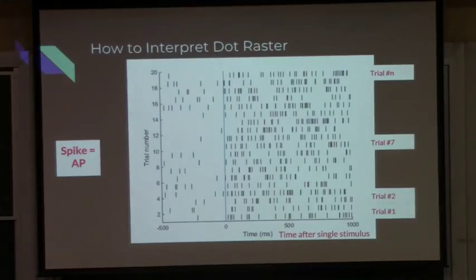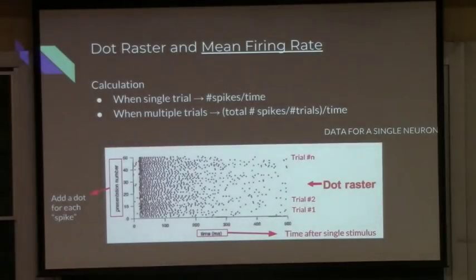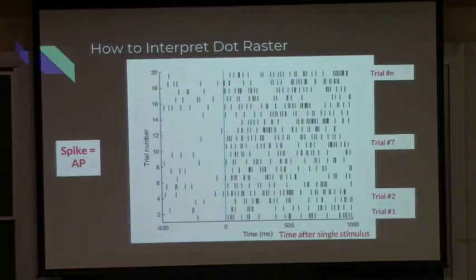So how to interpret a dot raster. Dot rasters can be kind of confusing because typically what you see in the slides looks something like that. What this means is that each dot is just an action potential. Going back to this slide, imagine there is one single neuron that you're looking at and you're presenting some kind of stimulus.